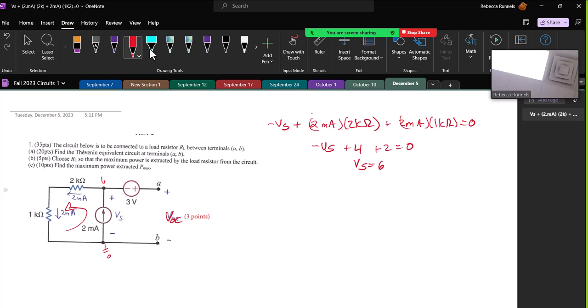So if Vs equals 6, make this ground, make this 6. Y'all know how I do this. I say that on the 3-volt voltage source, the positive side has to be 3 volts higher than the minus side, so it has to be 9 volts.